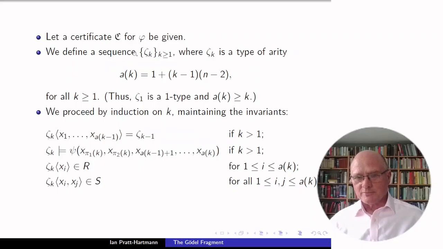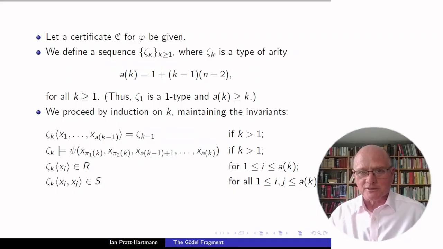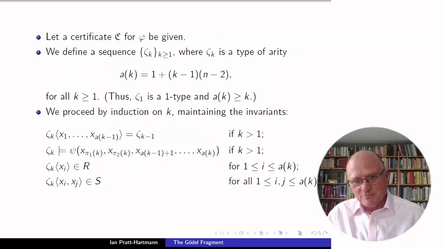Now, I'm sorry, an infinite series of types. And I'll call these types zeta 1, zeta 2, and so on. So I'll use zeta for these types. I haven't told you what they are yet. I'm going to construct them. Now, a very important point about these types is their arities. Their arities will increase, but they won't increase by 1. They'll increase at every stage by n minus 2.